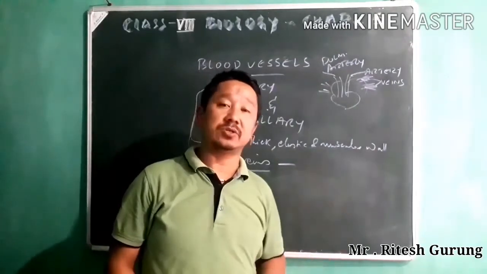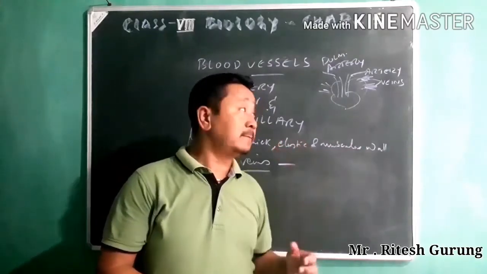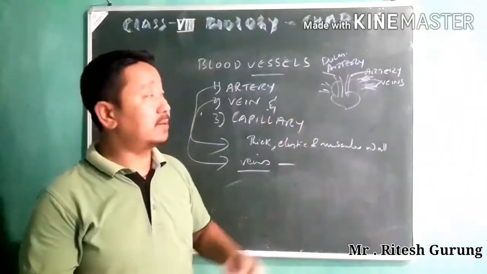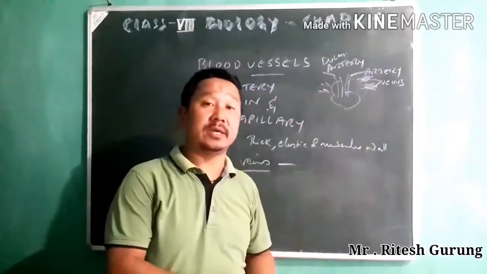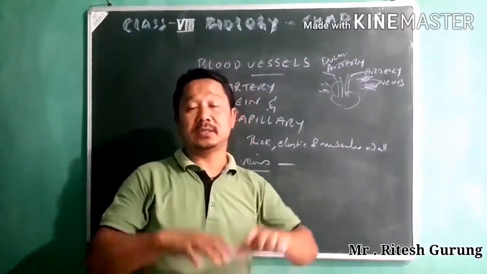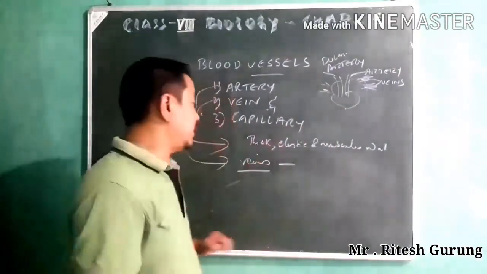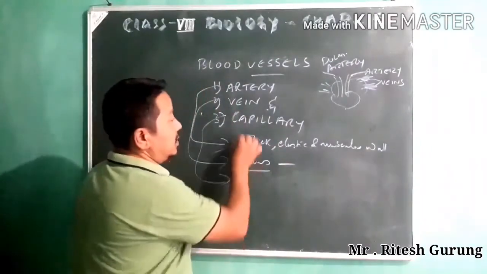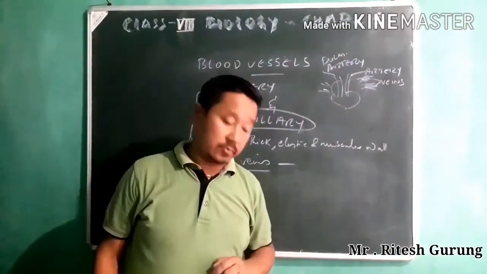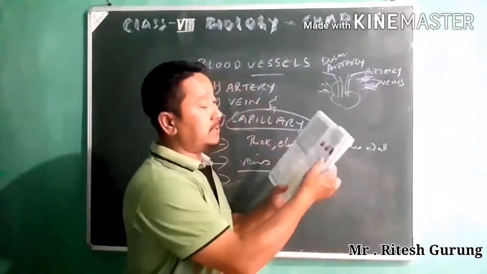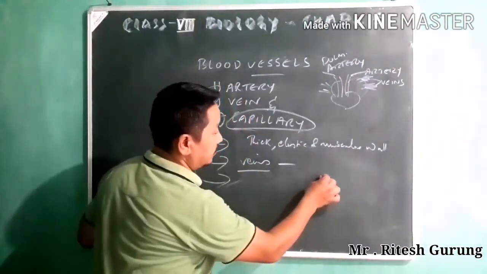These veins are also of two types: veins and pulmonary veins. But whatever it is, their function is to collect the blood from different parts of the body into the heart. Then the third type of blood vessel we have is the capillary, which is shown here in the book also. Here you see the capillary. I'll just draw it here.